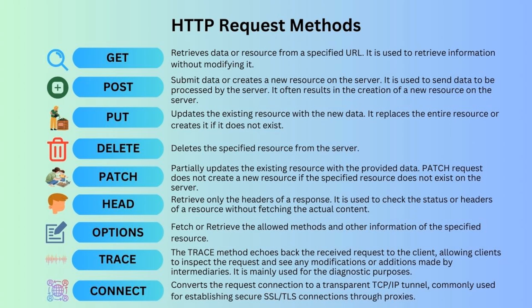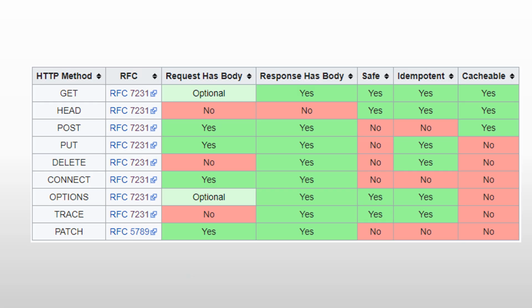There are different HTTP request methods supported by the HTTP protocol: get, post, put, delete, patch, head, options, trace, connect. This is a table which explains the different methods, and whether each has a request body or not, a response body or not, and whether it is safe, idempotent, or cacheable.